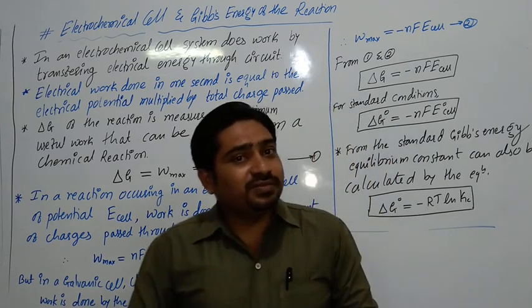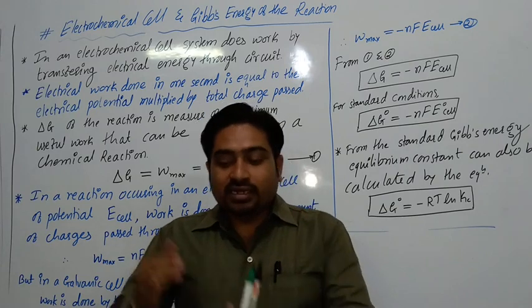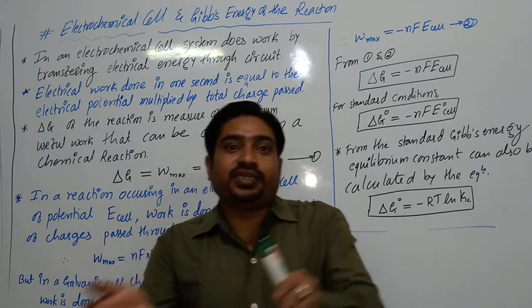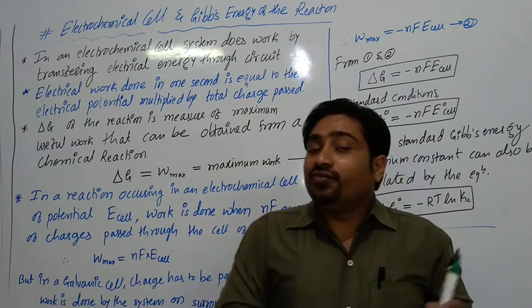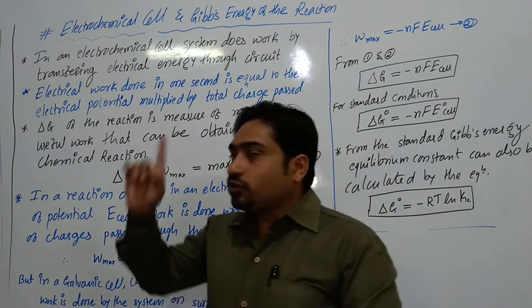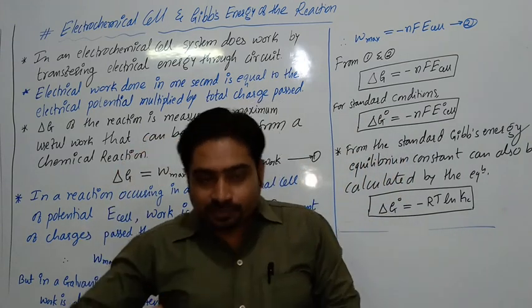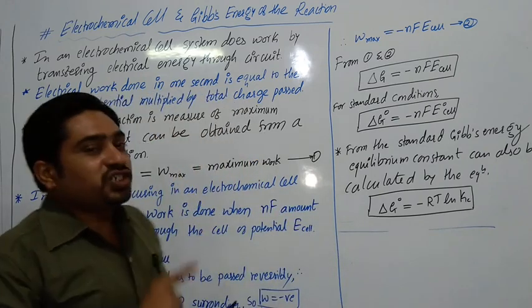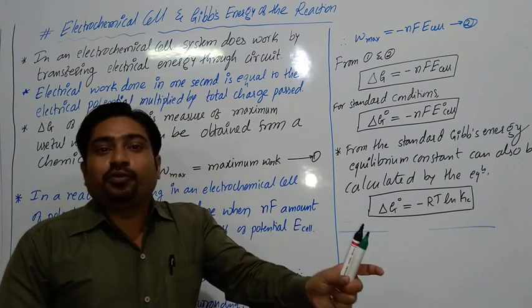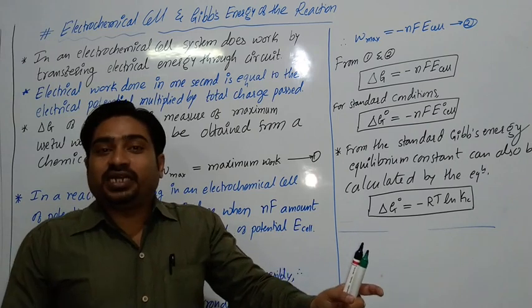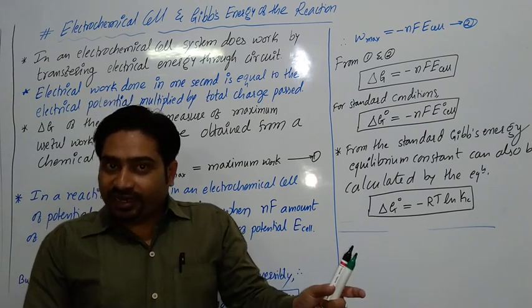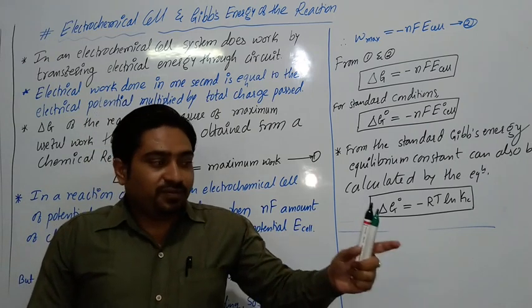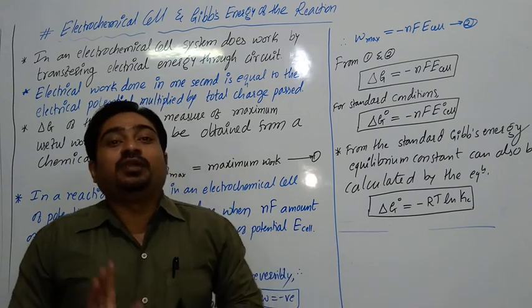energy. Chemical energy means what? Gibbs free energy. Gibbs free energy of the cell is converted into electrical energy. We measure electrical energy in terms of cell potential. So it indicates that there must be a relationship between cell potential of the cell and Gibbs energy. As Gibbs energy varies, we can find the variation in cell potential also.